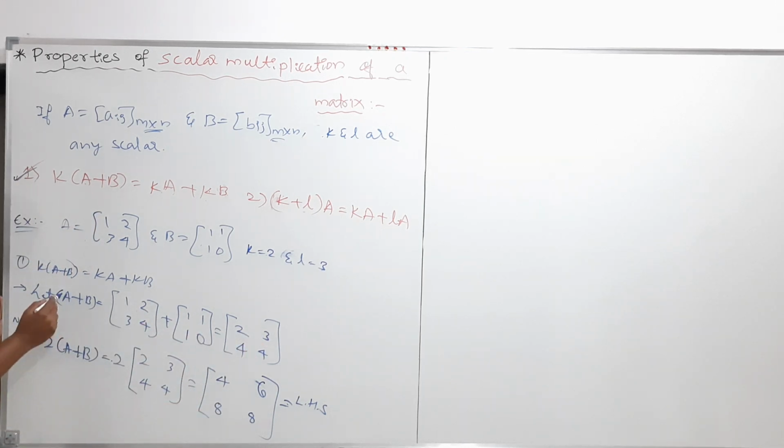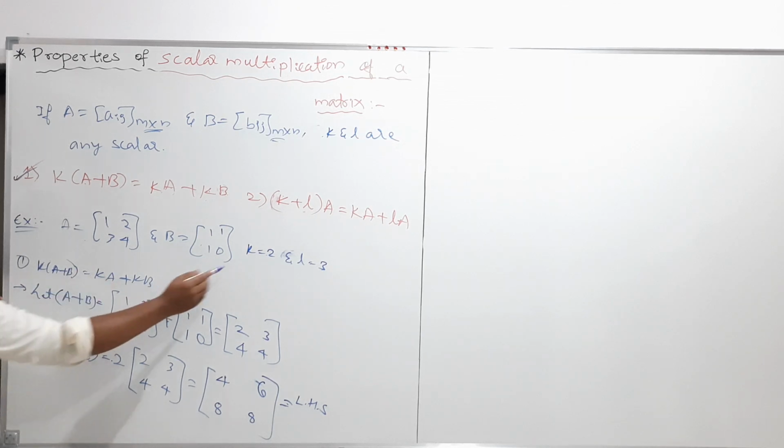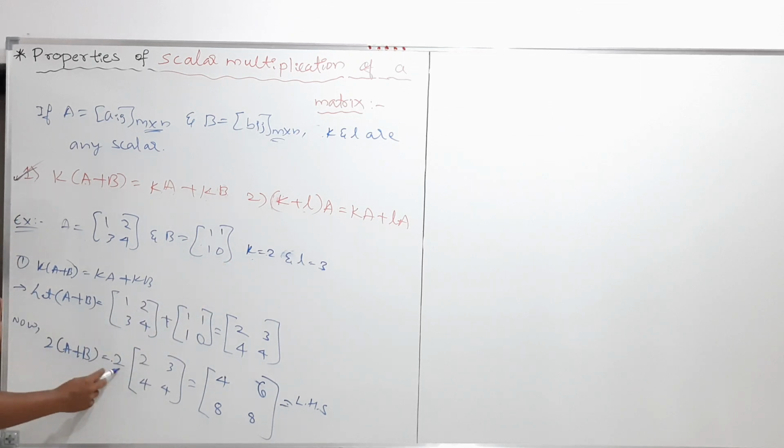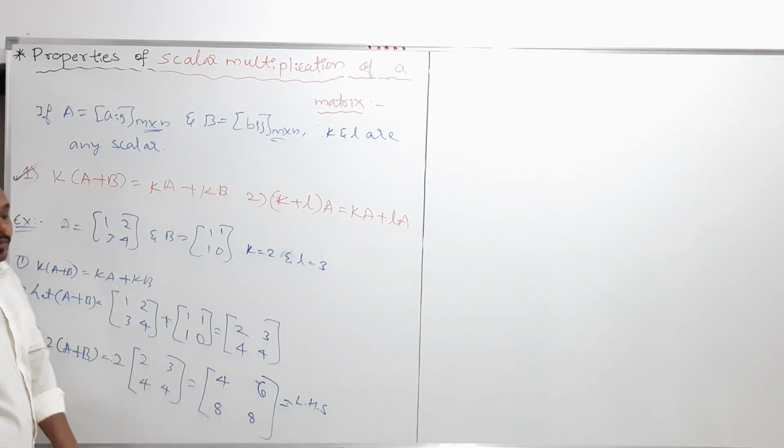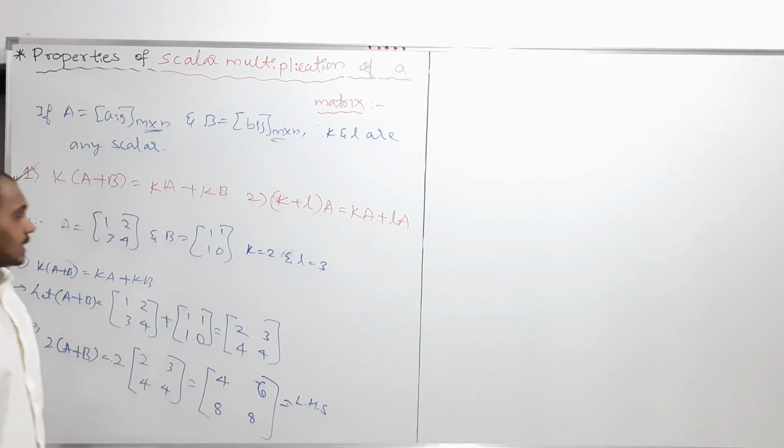To that value, I should multiply. What is the LHS? K into A plus B. So what is K value? K value is 2. So 2 into A plus B value is this much I am getting. Now, my dear students, consider the RHS.